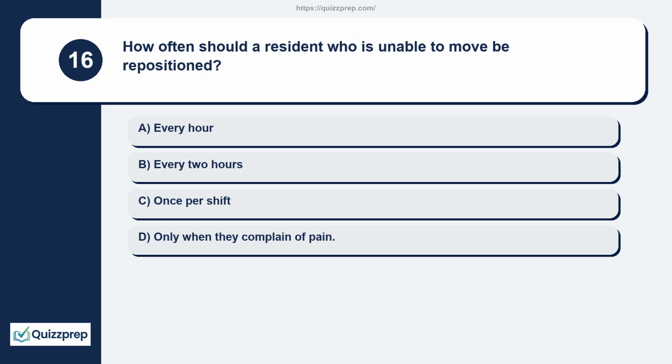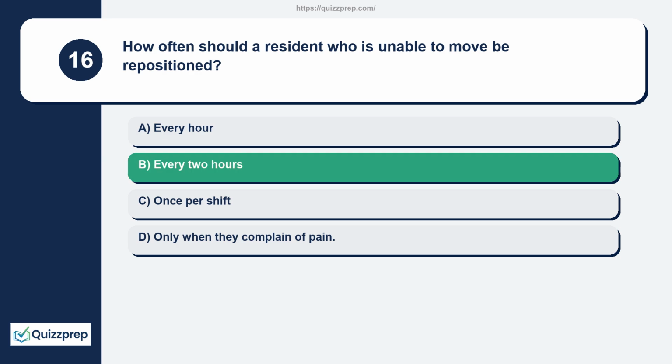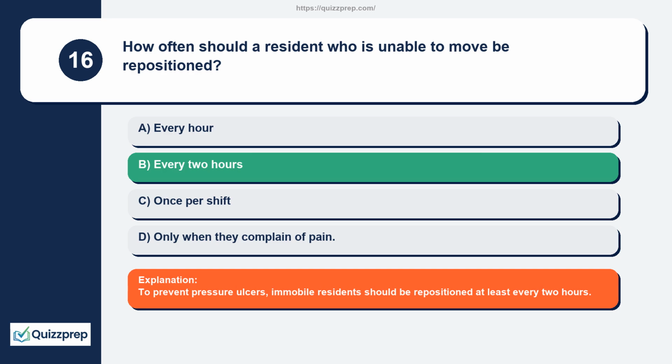Question 16. How often should a resident who is unable to move be repositioned? Every hour, every 2 hours, once per shift, only when they complain of pain. To prevent pressure ulcers, immobile residents should be repositioned at least every 2 hours.